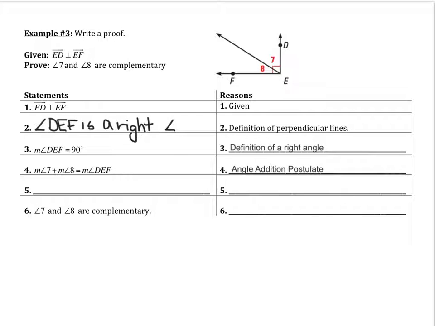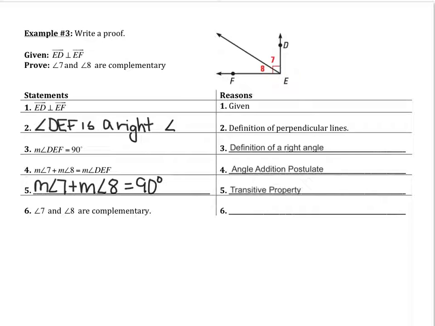Now I can look at these two statements together. I see that the measure of angle DEF is equal to 90 degrees, and I see that the measure of angle 7 plus the measure of angle 8 is equal to the measure of angle DEF. So I have two things, the 90 degrees and the measure of angle 7 plus the measure of angle 8. They are both equal to the measure of angle DEF. Therefore, I would know that the measure of angle 7 plus the measure of angle 8 is equal to 90 degrees because of the transitive property.